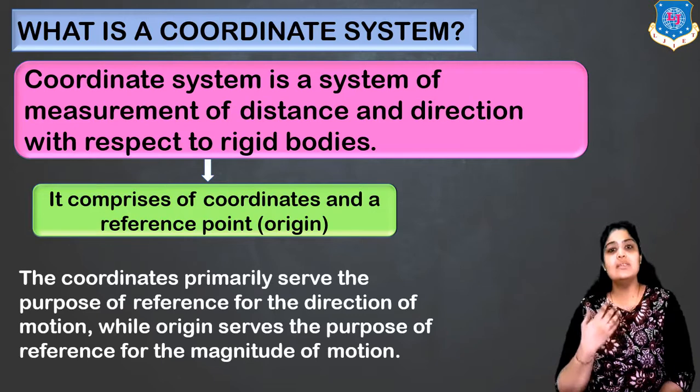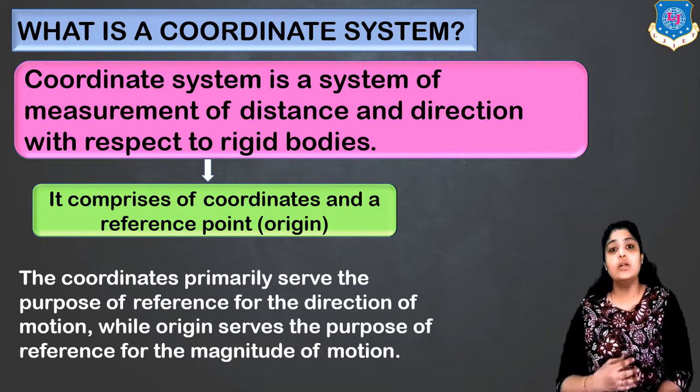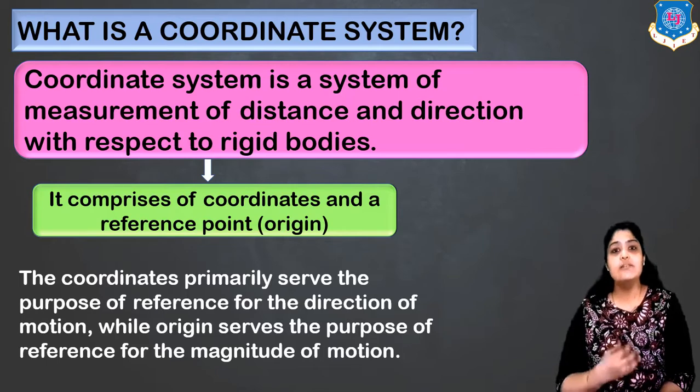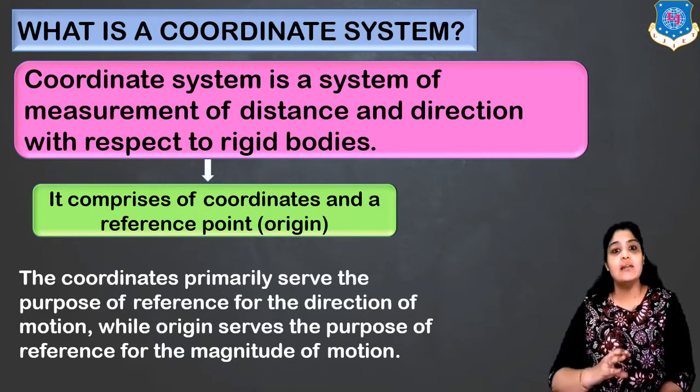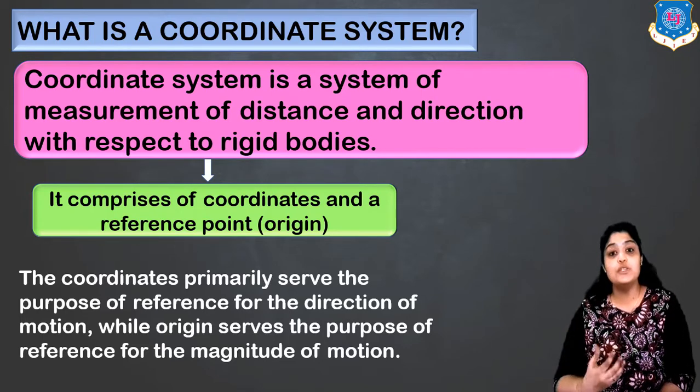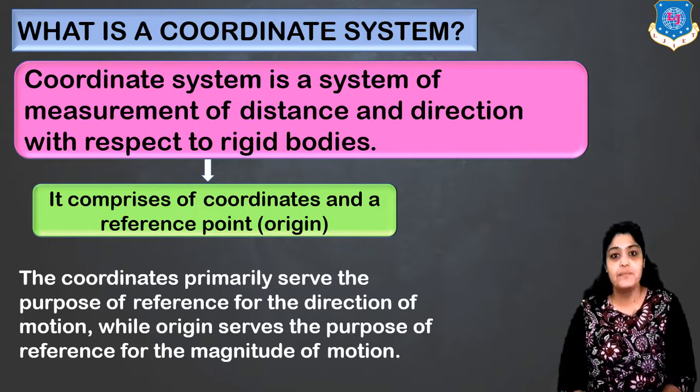Now let's see what is the function of these coordinates, or what do these coordinates represent. These coordinates serve as a reference for direction of motion. And what is the role of the origin, or what is the purpose of this origin? It serves as a reference for the magnitude of motion. So coordinates are related to direction, and the origin serves as a reference for magnitude.